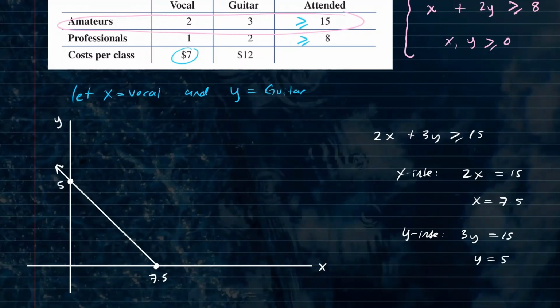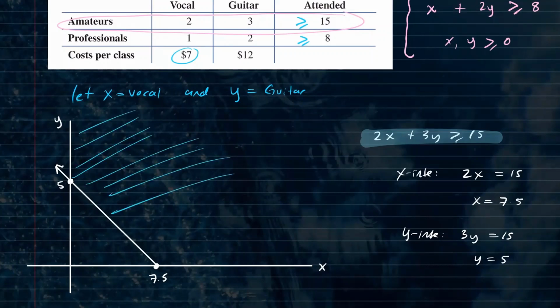Now, which direction do we shade? This way or that way? Well, you pick a point within those particular regions. Let's say I want to pick 0, 0 because it's easy to test this point. If you plug 0, 0 into the inequality right here, x equals 0, y equals 0, so you have 0 greater than or equal to 15. That's not true. So we don't shade below, we shade above the boundary line. So we're going to shade this way.